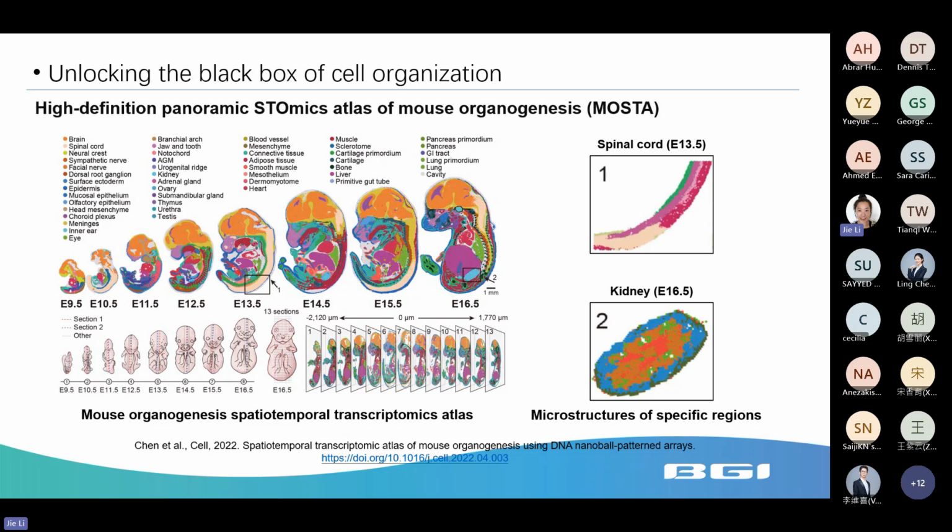And the researchers used Stereo-seq to establish a mouse organogenesis spatiotemporal transcriptome atlas, also called MOSTA. The atlas includes 53 sections, which analyze the spatiotemporal dynamics of the transcriptome across the entire embryo, from 9.5 days to 16.5 days at 8 different time points during development.